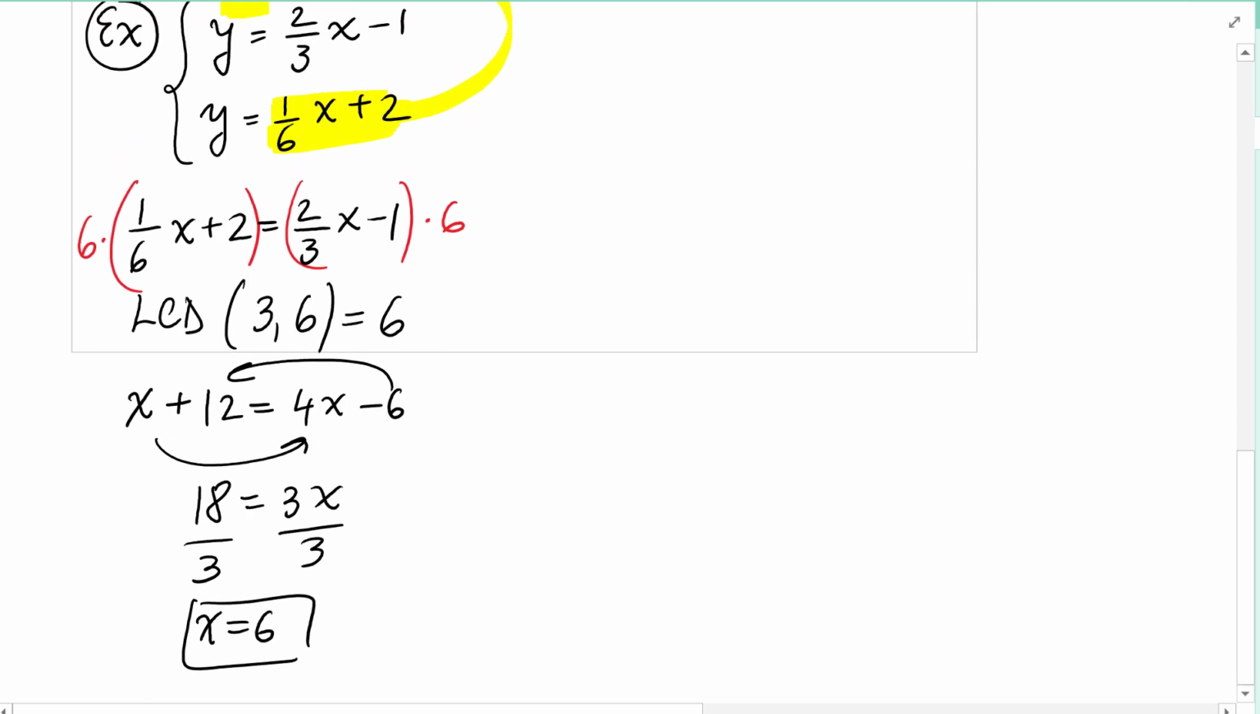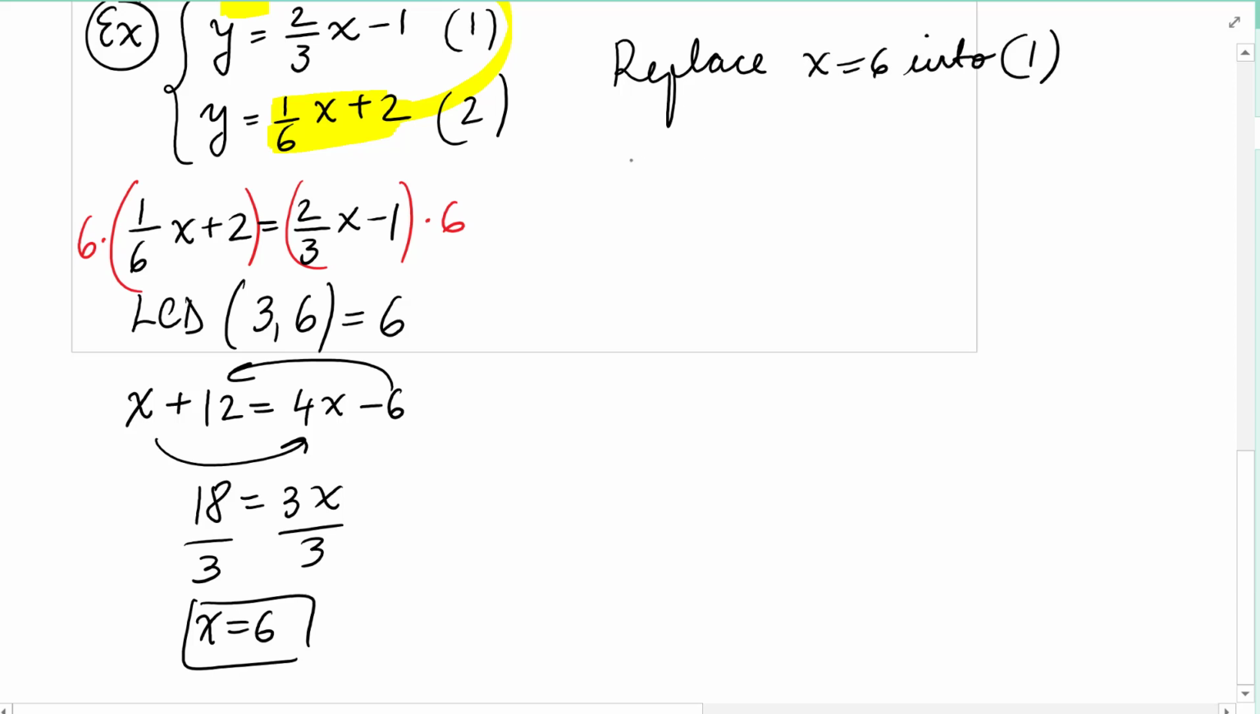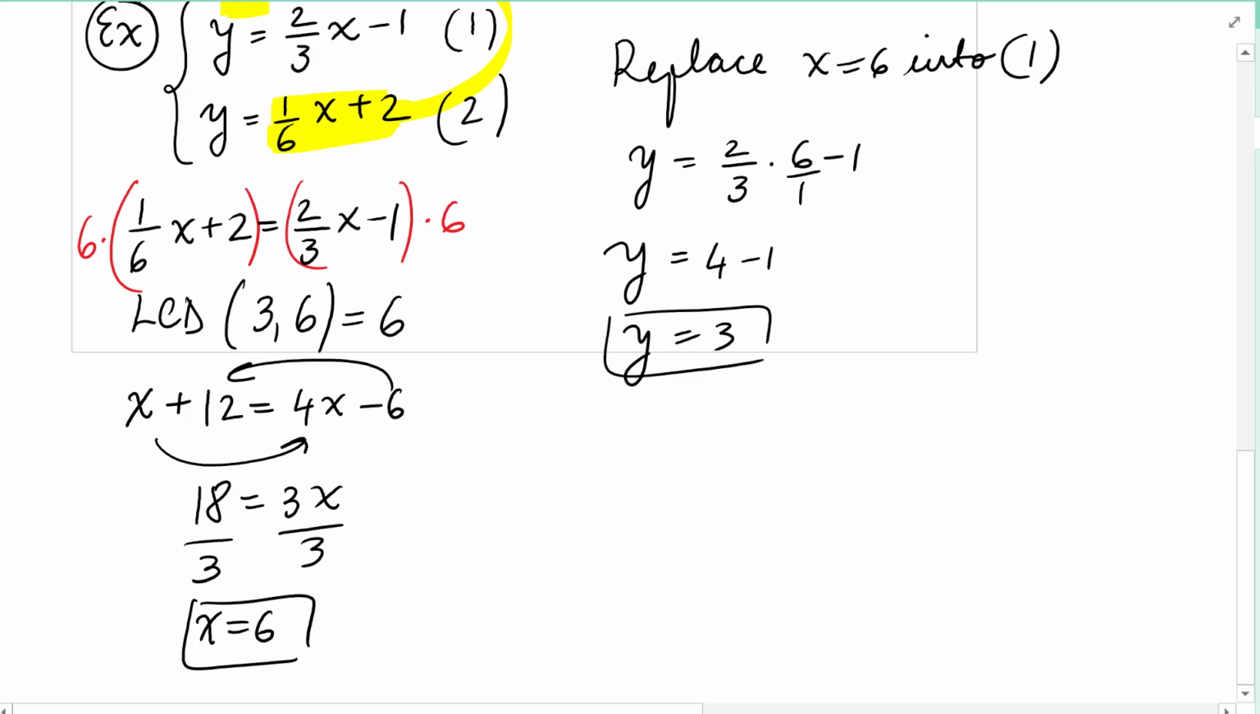And now we replace x in either of these two equations. Let's replace x equals 6 into equation 1. So we get y equals 2 over 3 times 6 minus 1. So y equals 2 over 3 times 6 over 1, that's 12 over 3, which is 4, minus 1. y equals 3. So the solution is the pair 6, 3.